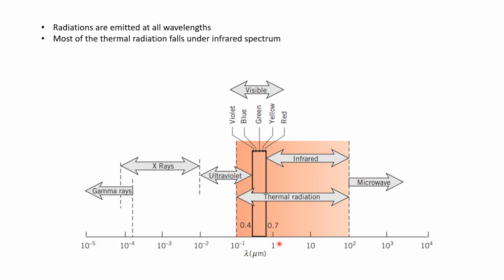falls or occurs, or the radiation between 0.1 micrometer to 100 micrometers is referred to as thermal radiation, and that's the radiation that we'll consider for the radiative heat transfer. And as you see, the visible spectrum just falls into the small black box, so it's a very small portion of the thermal radiation spectrum that is released, and most of the thermal radiation falls under the infrared regime. So most of the infrared radiations contribute to thermal heat transfer or thermal radiation.